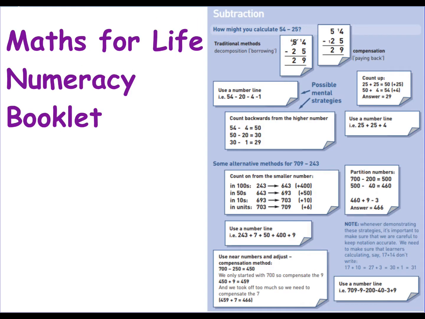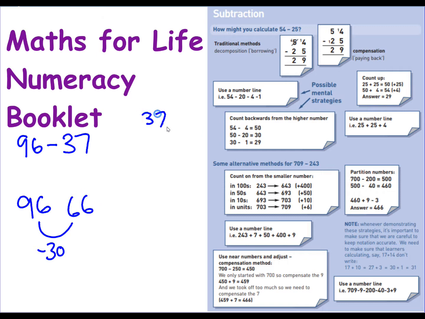Again, in the Maths for Life numeracy booklet, there are several ways to do subtraction. So let's have a look at one of those ways, and let's have a look at chunking. So our original question was 96 take away 37. So let's start with the 96. If we have 96 here, we can take a big part of the 37 away by taking 30 off it, which gives us 66. So we started with 37 and we've got rid of 30 out of that 37, leaving us with 7.